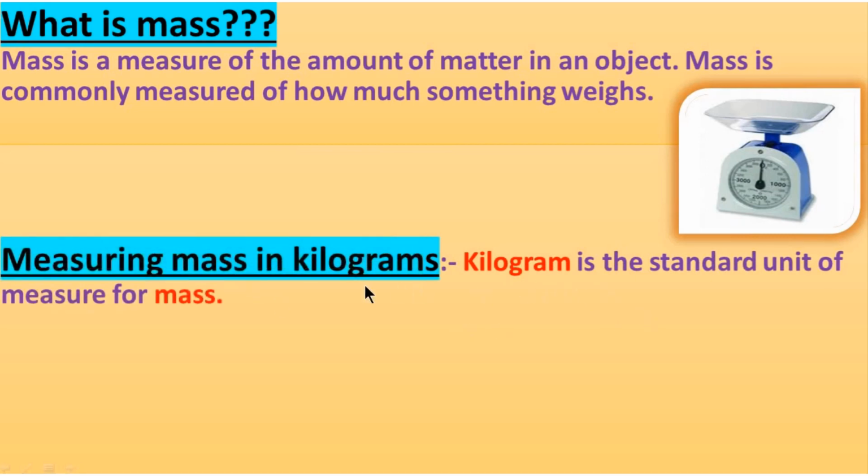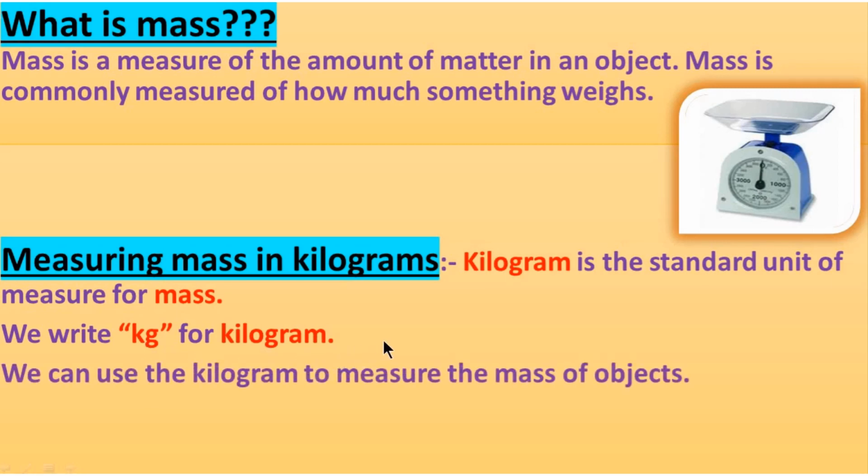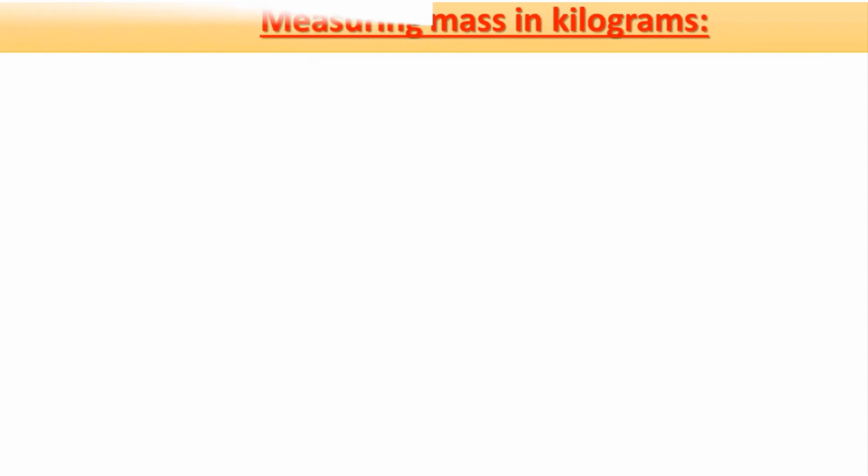We measure the mass in kilograms. Kilogram is the standard unit of mass. We can write kg, the short form, instead of kilogram. So we can use kilograms to measure the weight, to measure the mass of any object. Now let's measure mass in kilograms.